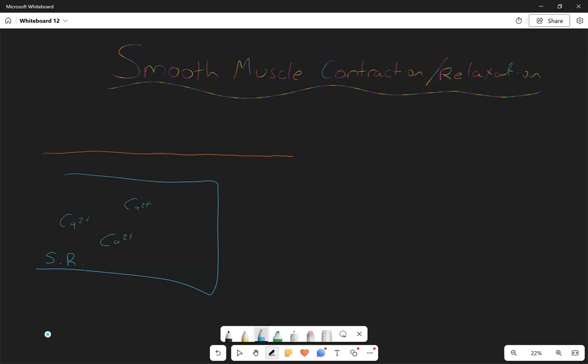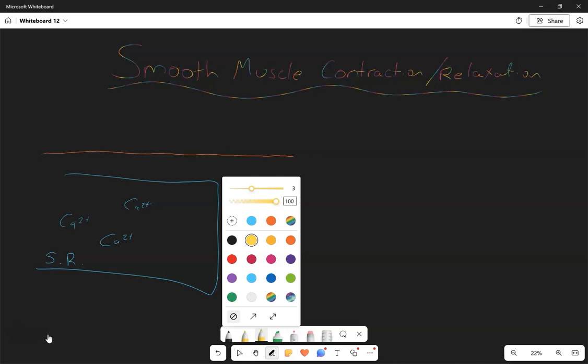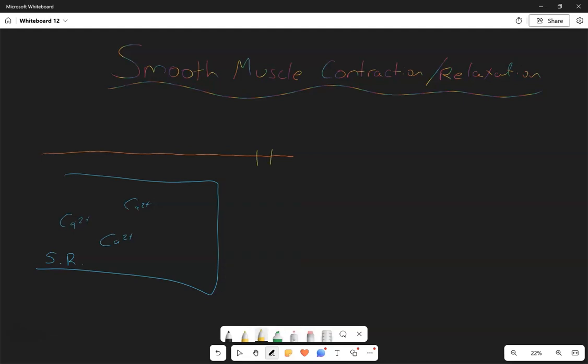Okay. And then on the cell membrane, I am going to put a calcium channel. Okay, and then I'm going to put a calcium channel on the sarcoplasmic reticulum. So it looks similar to skeletal muscle, but notice that up here I've got a calcium channel and I've got a calcium channel here. So we're starting to see a little bit of difference.